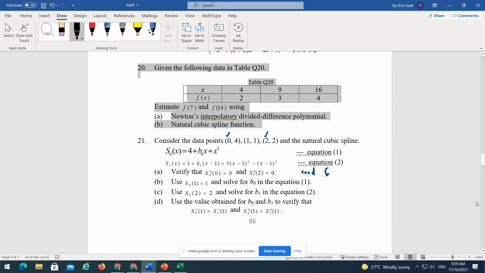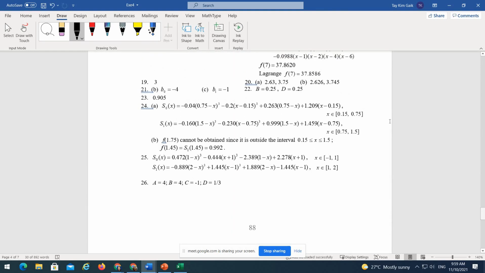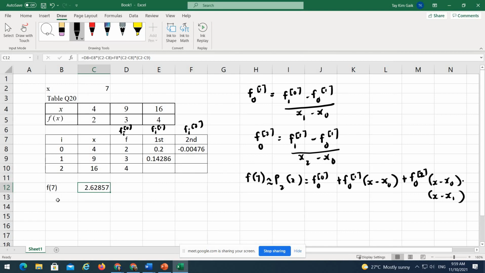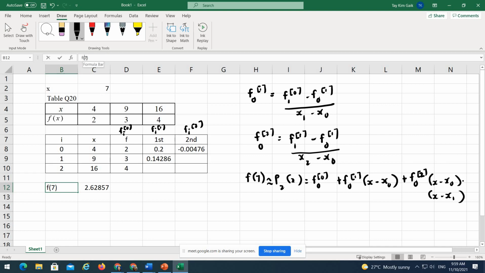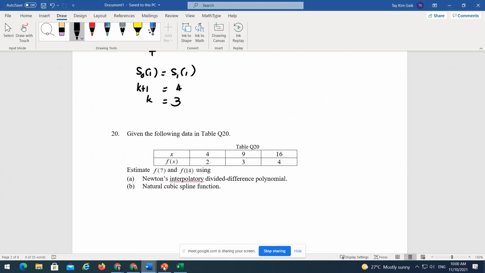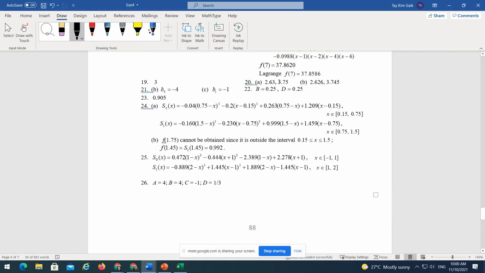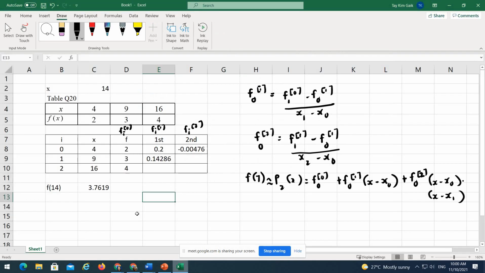You can check the answer. Question 20A, 2.63. This is for F7, 2.63. Now, if I want F14, then here I change to 14, here I change to 14. I get 3.7619. Where is it? 3.75, here given to 2 decimal places, 3.76. The answer is set there. Because I didn't round anything, the answer maybe should be 3 decimal or 2, I'm not sure. So this is the Newton divided difference.